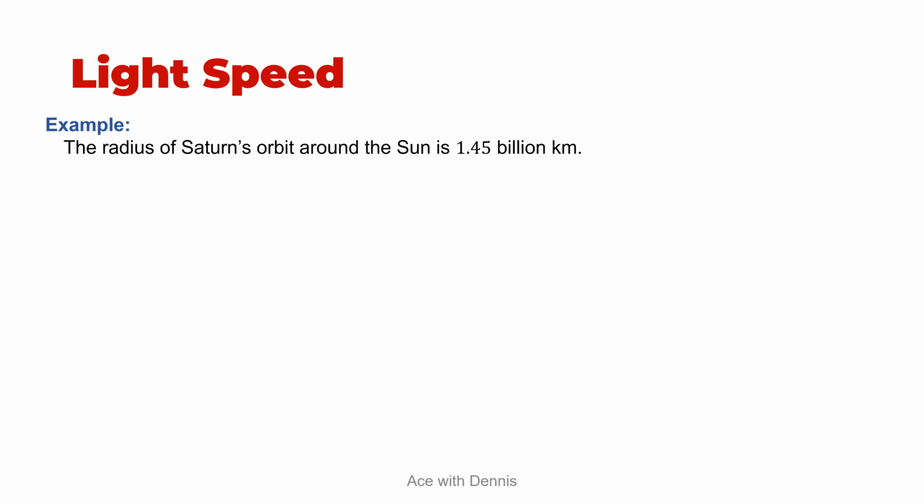Let's look at one example about light speed. The radius of Saturn's orbit around the Sun is 1.45 billion kilometers. How long is the time for the light from the Sun to reach Saturn?